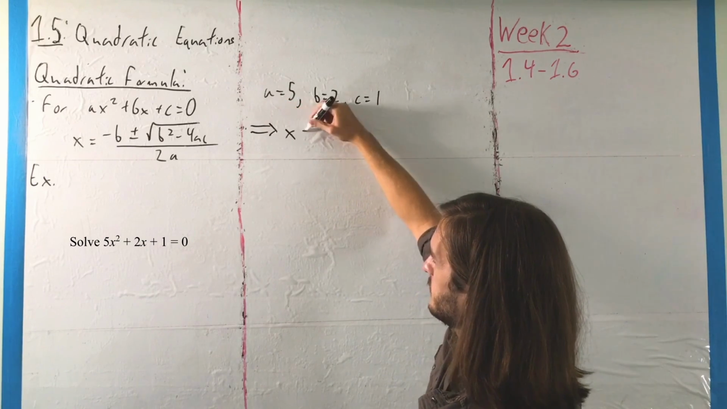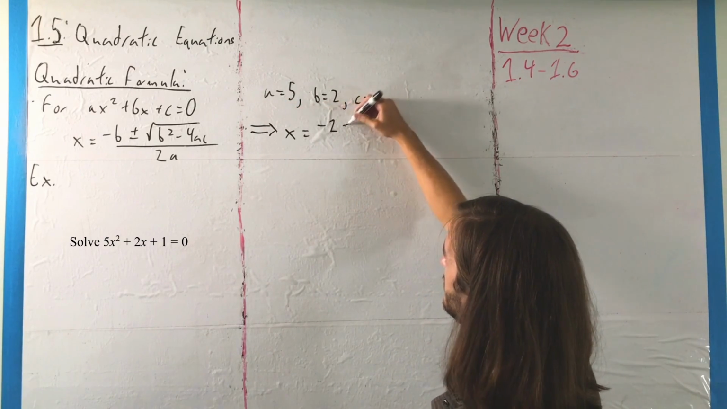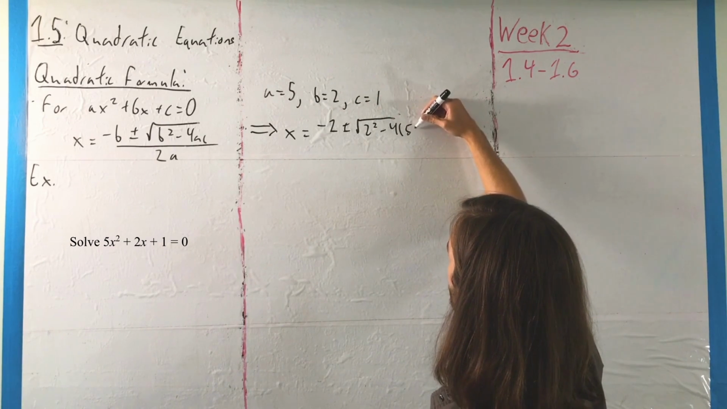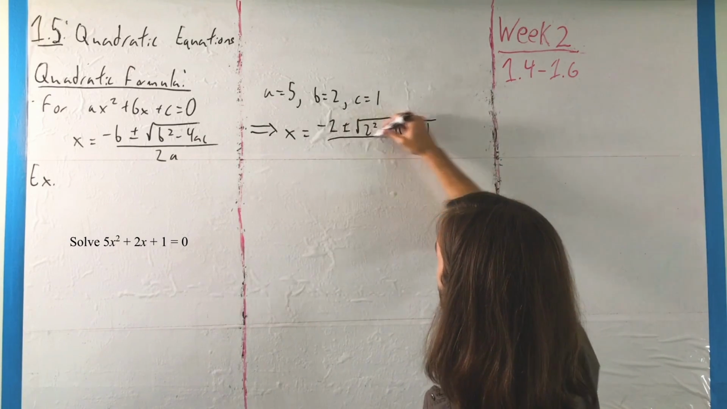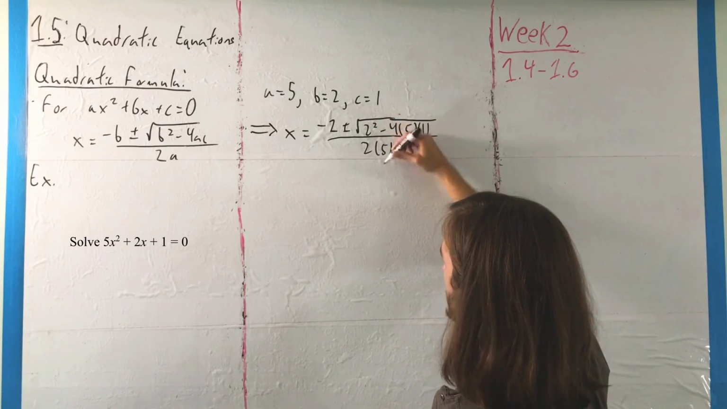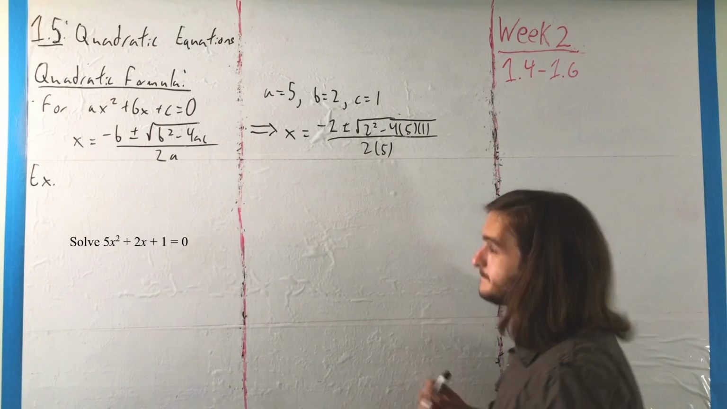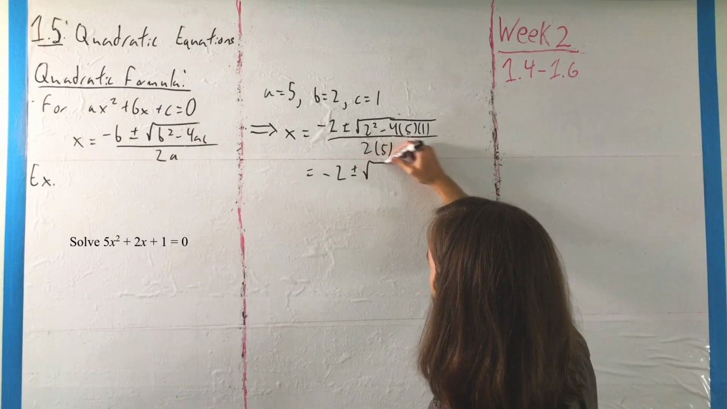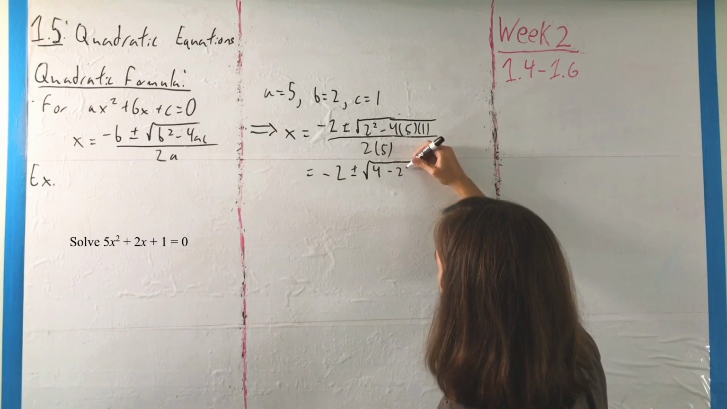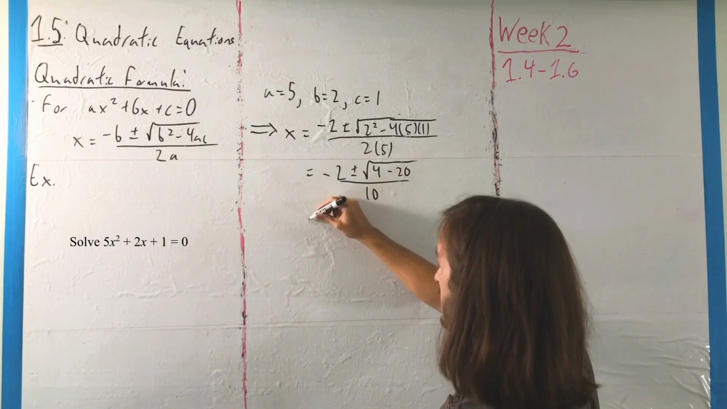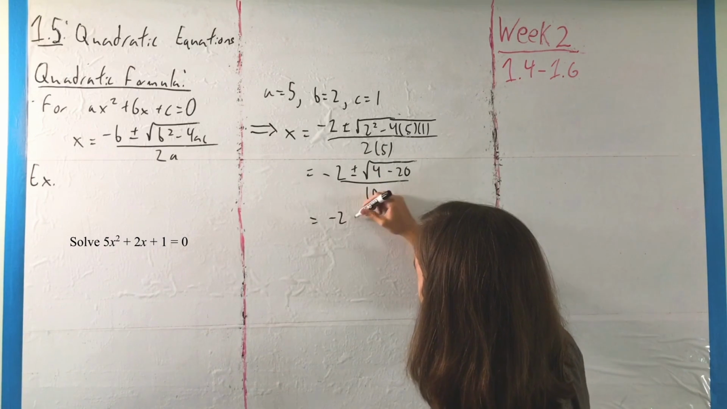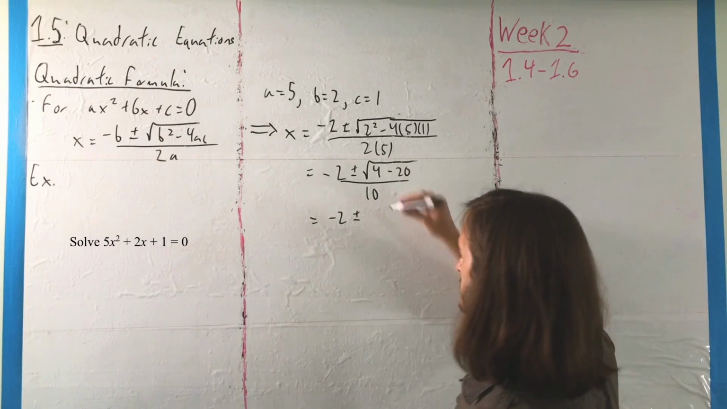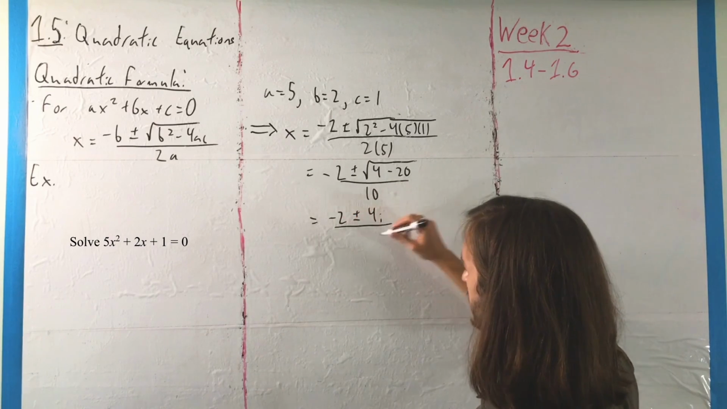So via the quadratic formula, we have that x is equal to negative 2 plus or minus the square root of 2 squared minus 4 times 5 times 1, all over 2 times 5. Or x is equal to negative 2 plus or minus the square root of 4 minus 20, all over 10. Or x is equal to negative 2 plus or minus, 4 minus 20 is negative 16, square root of negative 16 using our notation is 4i, all over 10.